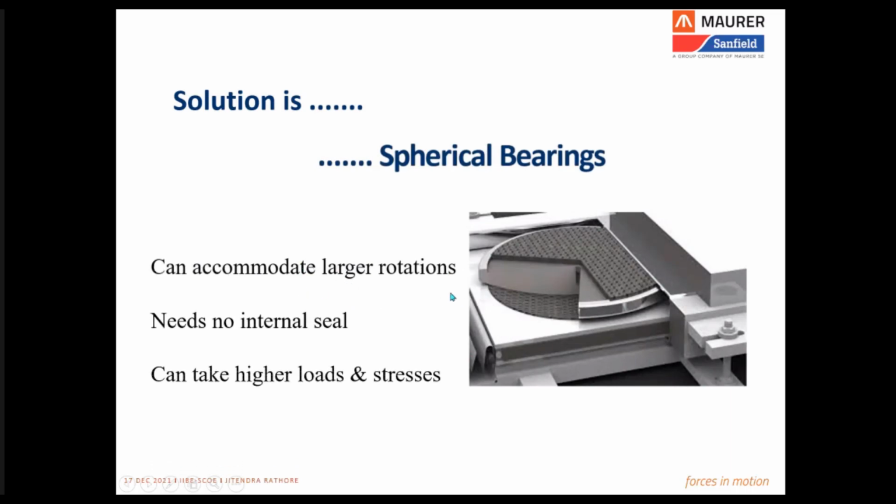Why? Because they can accommodate larger rotations. There are no elastomer pads and sealing elements in these bearings, which eliminates the entire concern of the restoring moment that we have seen in pot bearings. And they can take very high loads and stresses because overall the entire assembly is mainly a steel component assembly.